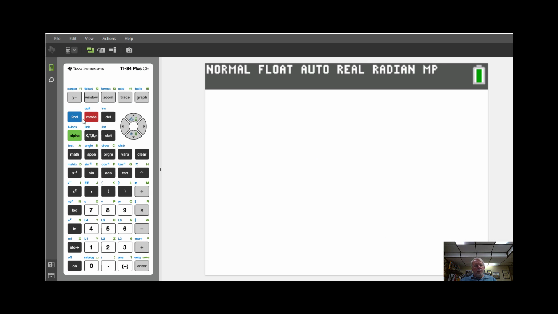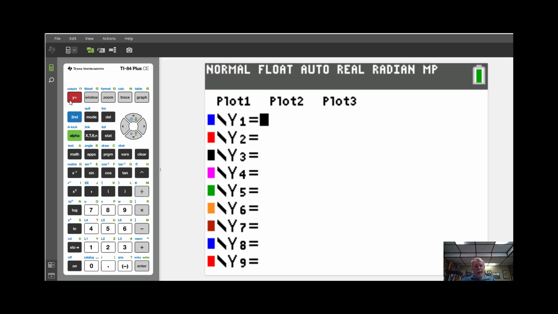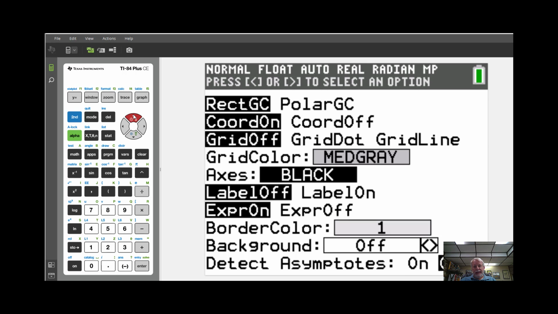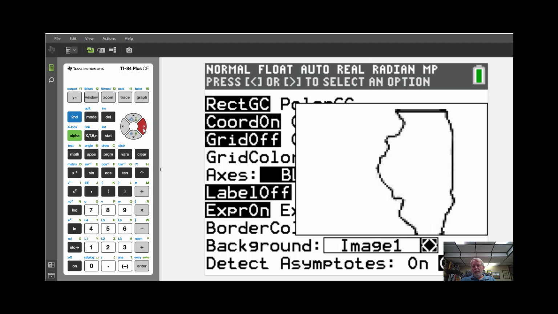All right, so bring up the calculator. We'll clear out what's in y equals. What we want to do is put that in the background. So I'm going to go to second zoom, which is format. Press the up arrow 1, 2 times to get to background. And I'm going to press the right arrow and go through the backgrounds. And some of mine may be different than yours.